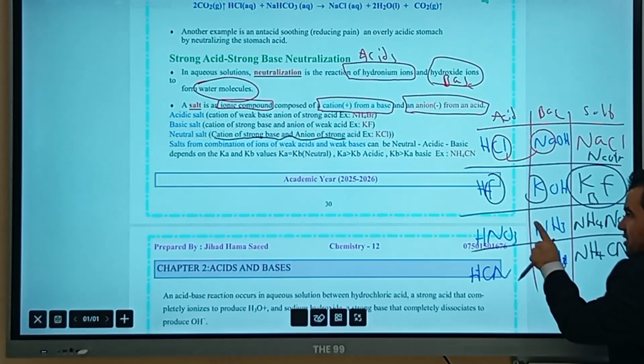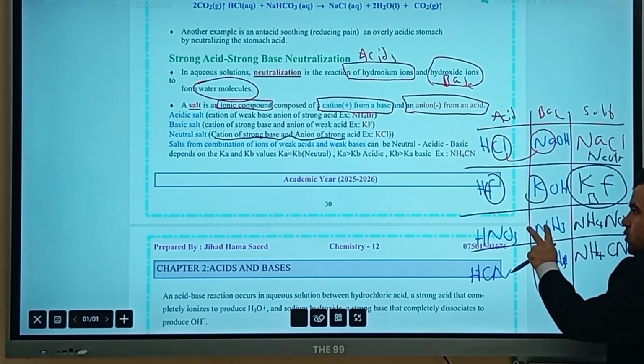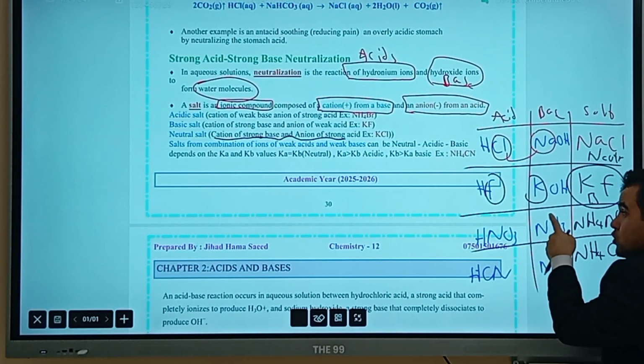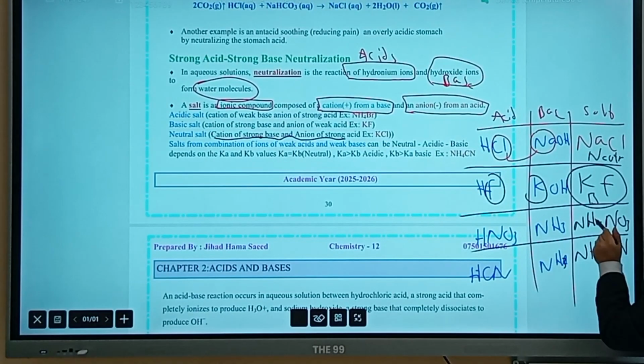HNO3 is a strong acid, ammonia a weak base. So which one will be the salt? The salt of the strong one, the acid. It will be an acidic salt, this ammonium nitrate. How about HCN with the ammonia? HCN and ammonia will produce a salt which comes from 2 weaks.